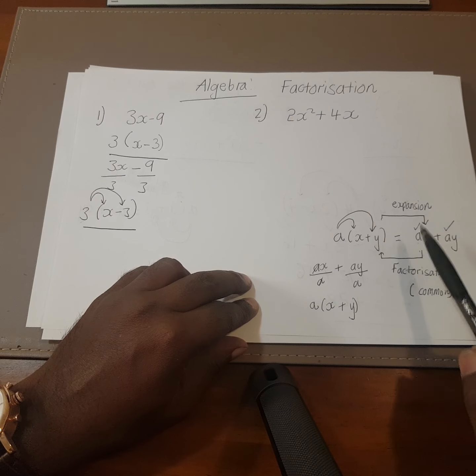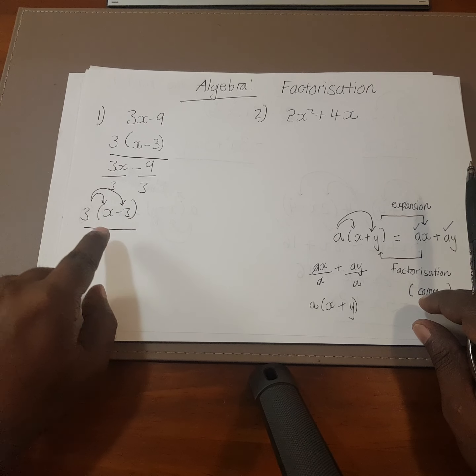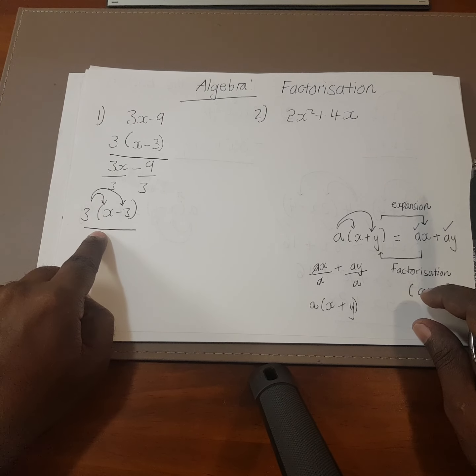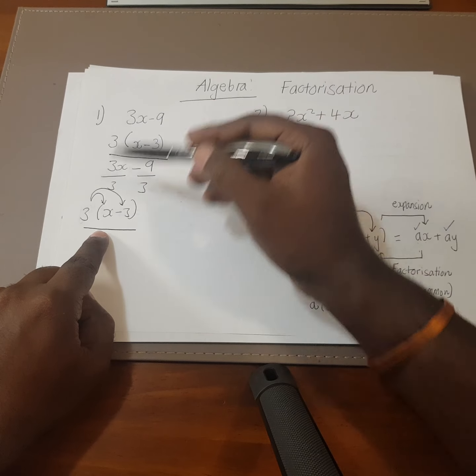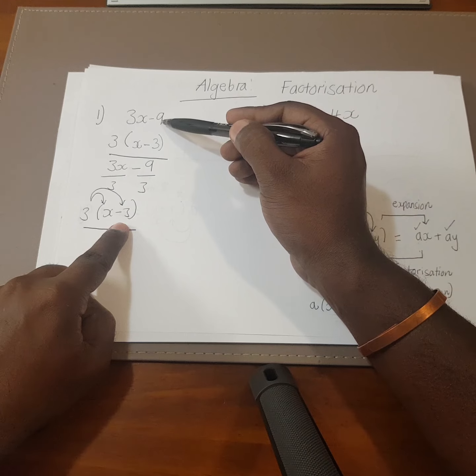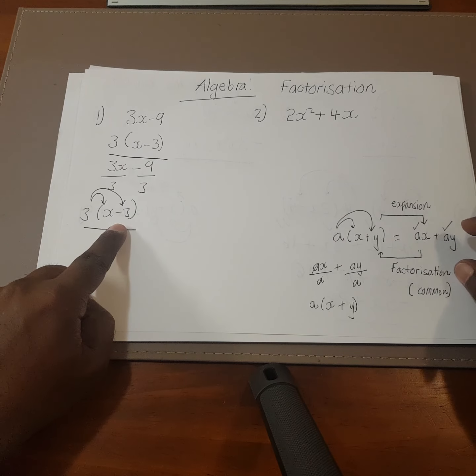because, as we've said here, the opposite of factorization is expansion. So if you want to check if your answer is correct, all you simply need to do is expand, and 3 times x is 3x, which is there, and 3 times negative 3 is negative 9. So this answer is correct.